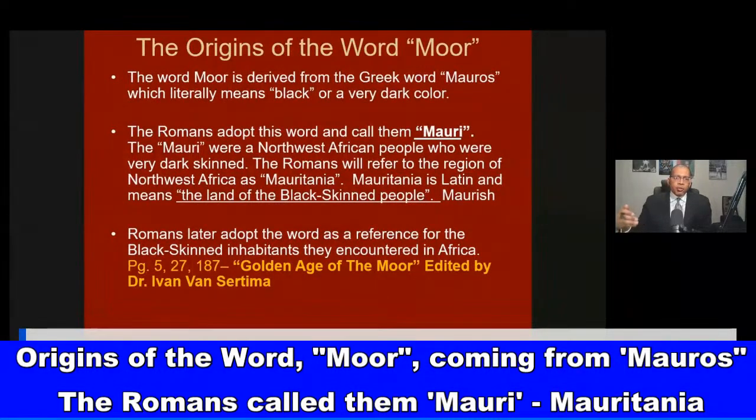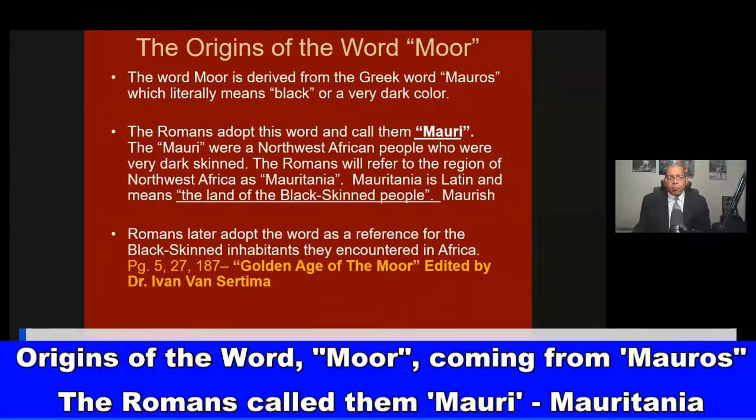Now, the word Moor is derived from the Greek word moros, which literally means black or a very dark color. The Romans adopted this word and called them Mauri, M-A-U-R-I. The Mauri were a Northwest African people who were very dark-skinned. The Romans would refer to the region of Northwest Africa as Mauritania. Mauritania is Latin and means the land of the black-skinned people.